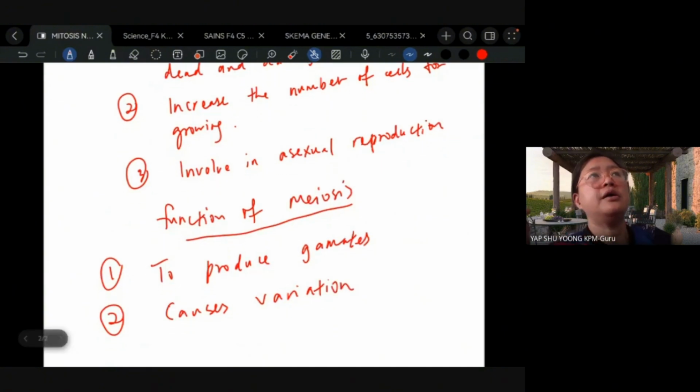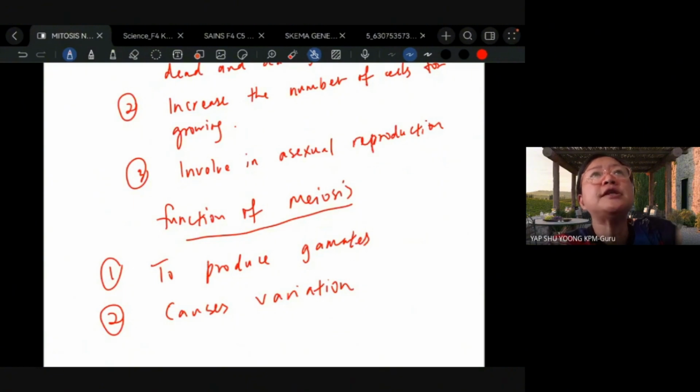Variation means the differences between individuals in the same species. Example, Chinese and Malay and Indian, we are the same species, but we are different. Each of us is different in our physical characteristics. So we call it variation. A variation must be in the same species. Example, Chinese and Malay, we are able to produce fertile offspring, so we are the same species.